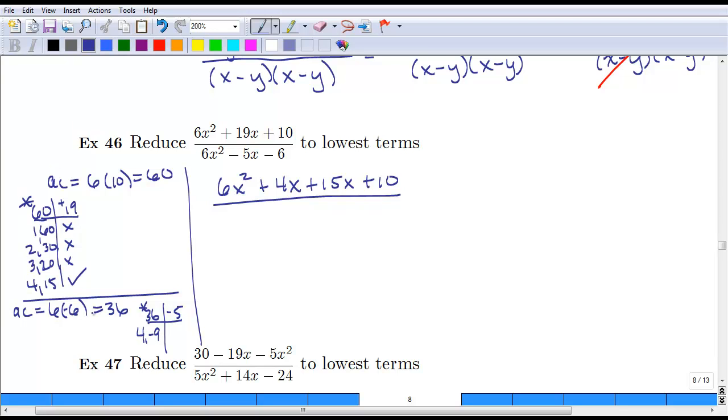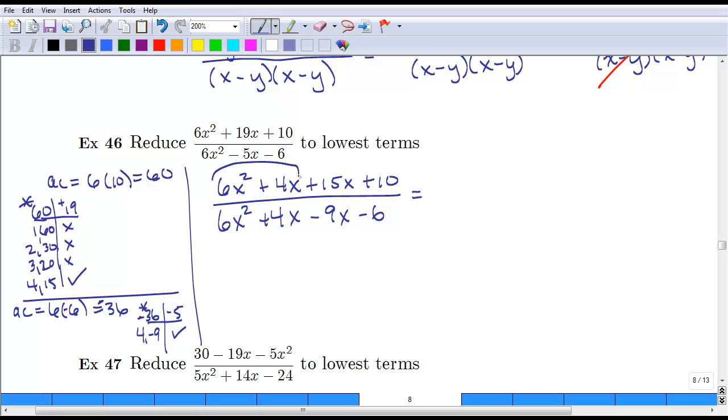And sorry, this should have been a negative 36 to begin with. So multiply to be negative 36, add to be negative 5. 4 and negative 9 will give us that. So we end up with a 6x squared plus 4x minus 9x minus 6. And again, don't try to cancel here. We need to factor first.